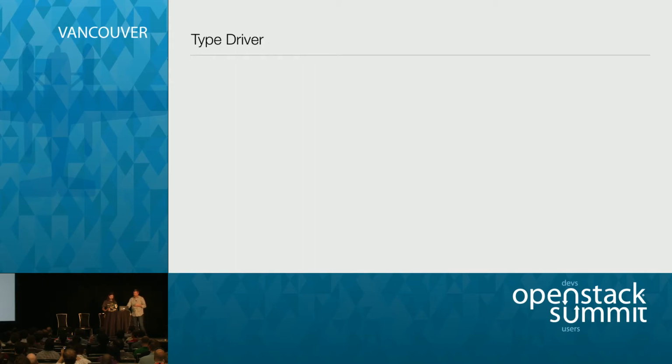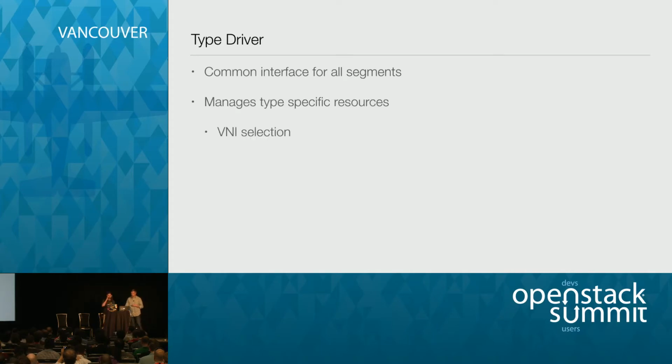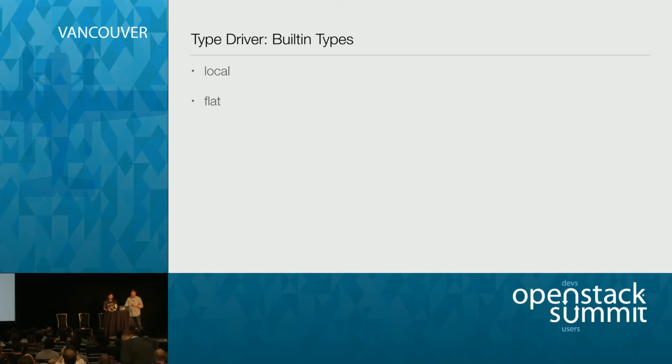Type drivers are primarily a common interface for all segments, and they manage type-specific resources. So if it's VXLAN, it's VNI selection, or VLAN ID selection. Type drivers are extensible, so you can create new types. If there's a new format, you can add it in, and you can configure those as a deployer. The built-in types are the ones you find within ML2. Local is mainly for testing: traffic never leaves your test environment, because you just get a bridge that plumbs all the VMs together. Flat gives the host access to the underlying network within the data center. Then there's VLAN, which gives you VLAN isolation, GRE, and VXLAN.